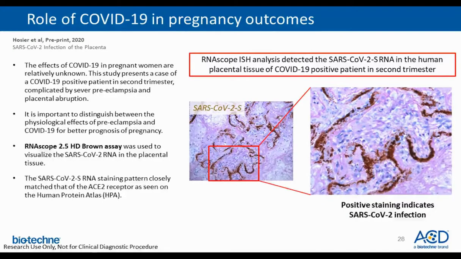Now, this image is from Arcana Labs and Yale School of Medicine, again related to that whole pregnancy outcomes, where researchers presented a case of a COVID-19 positive patient who was in her 2nd trimester that was complicated by severe preeclampsia and placental abruption. Now, they wanted to distinguish between the physiological effects of preeclampsia and COVID-19 for better prognosis of pregnancy. They used the RNAscope Brown assay to visualize the SARS-CoV-2 RNA in the placental tissue. They also saw that the SARS-CoV-2 RNA staining pattern closely matched that of the ACE2 receptor pattern as seen on the Human Protein Atlas.